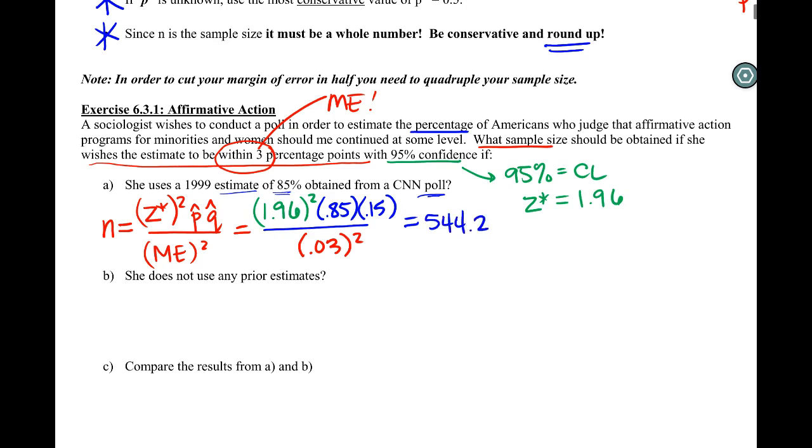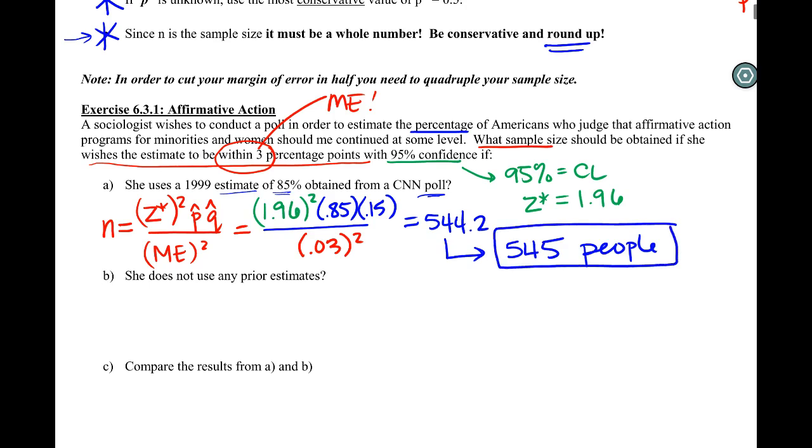And that's when we remember the second bullet point. It has to be a whole number. We need to round this up. So she needs to sample 545 people.